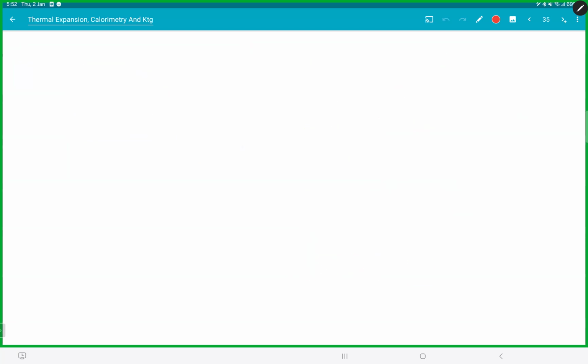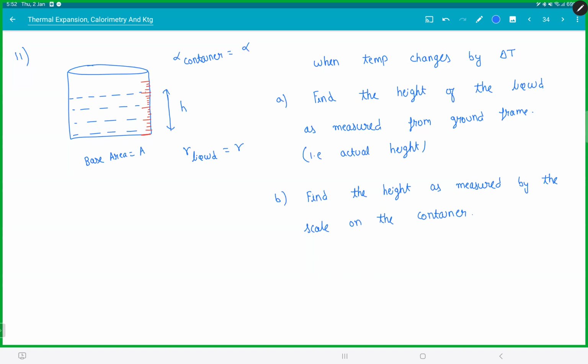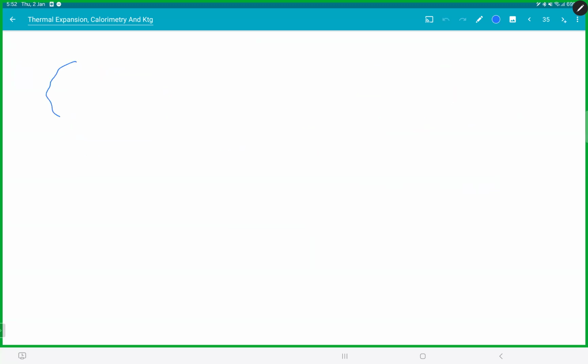Let's see, everyone. Again, the confusion here is the container is expanding, liquid is expanding. So let's do one at a time. Initially, how much liquid is there? What is the volume of the liquid? Area into height, isn't it? So I will just take out all the liquid. The initial volume would be A into H. So that's your initial volume.